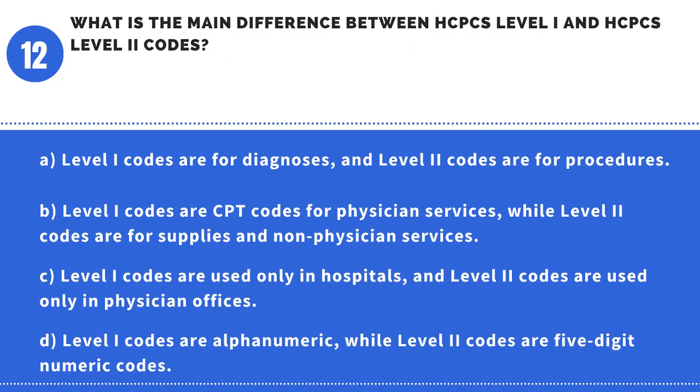Question 12. What is the main difference between HCPCS Level 1 and HCPCS Level 2 codes? A. Level 1 codes are for diagnoses, and Level 2 codes are for procedures. B. Level 1 codes are CPT codes for physician services, while Level 2 codes are for supplies and non-physician services. C. Level 1 codes are used only in hospitals, and Level 2 codes are used only in physician offices. D. Level 1 codes are alphanumeric, while Level 2 codes are 5-digit numeric codes.